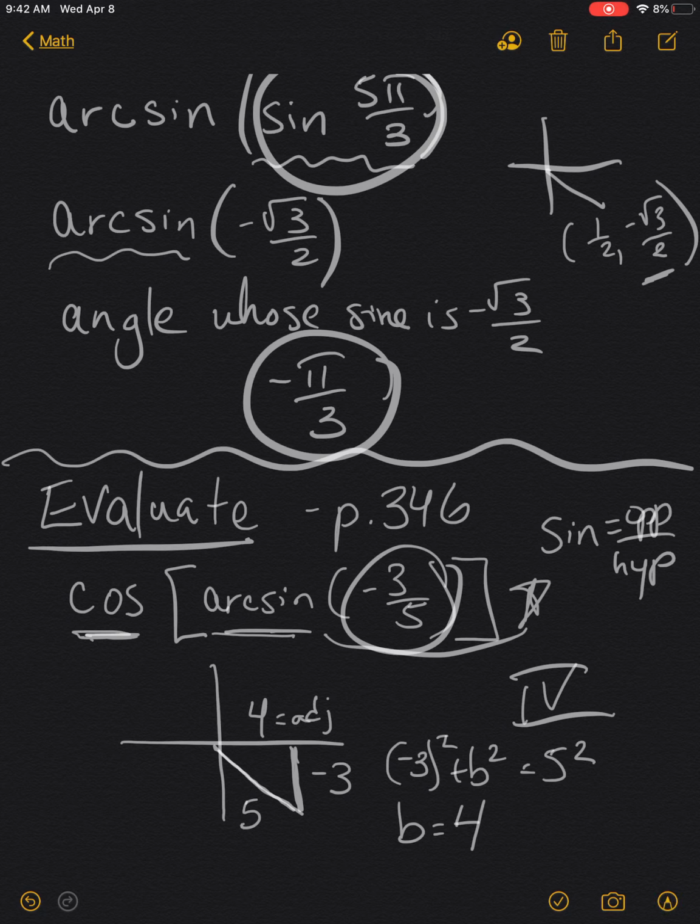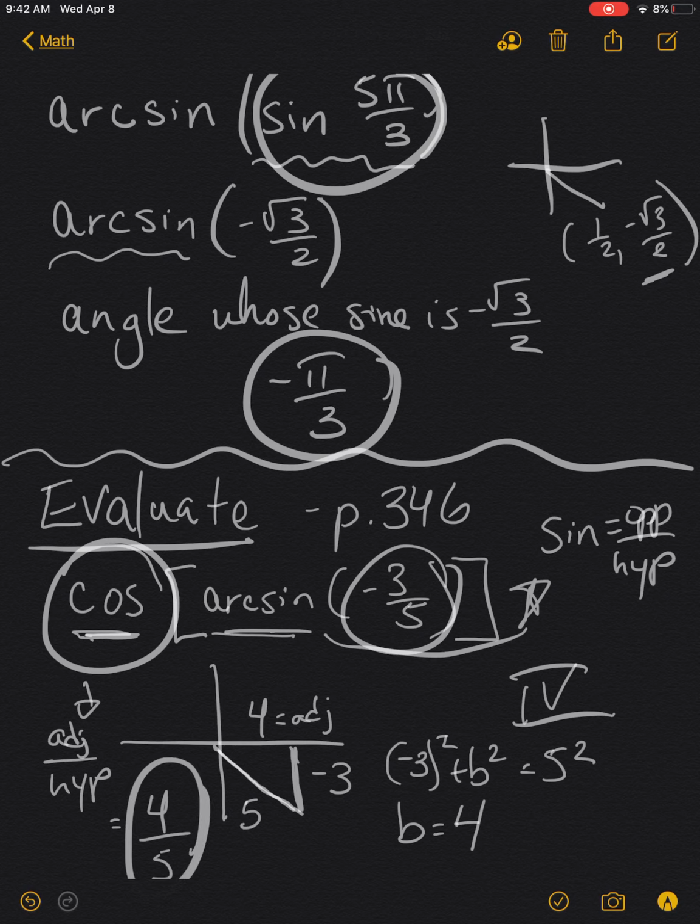So we have one last step to do, which is to find the cosine, okay? So what does cosine equal? It equals adjacent over hypotenuse. And we have now found the adjacent side, which is 4, and the hypotenuse, which is 5, and that's it. There is our answer. Okay?